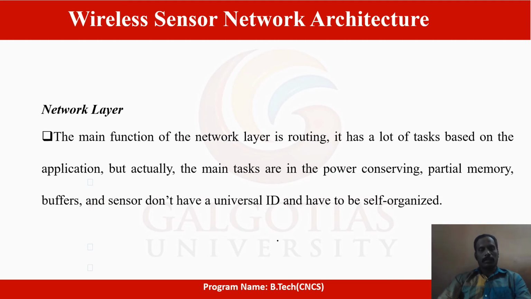The next layer is the network layer. The network layer is the main layer for routing. It has a lot of tasks, based on the application. The main tasks are power conservation, limited memory, buffers and sensors. It does not have a universal ID and is self-organized. These are the network layer functions.